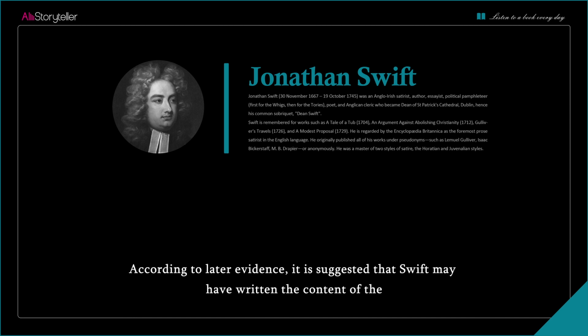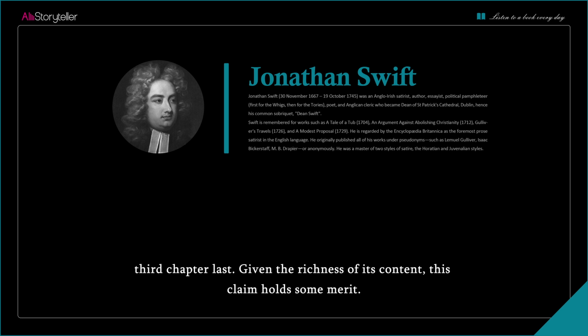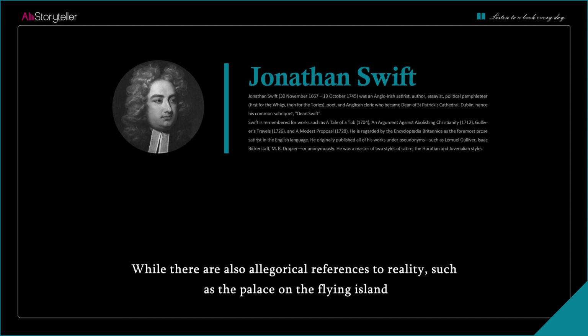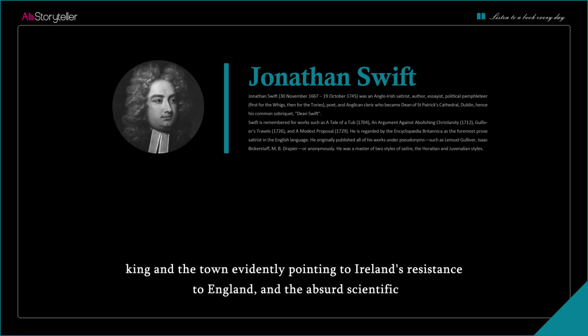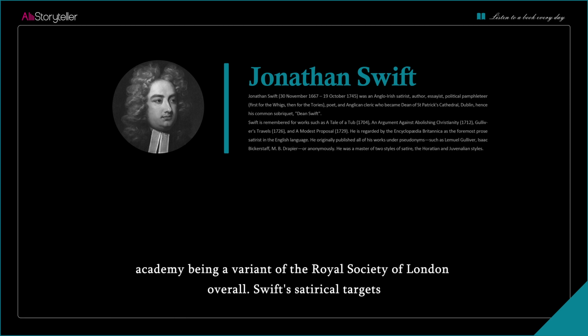According to later evidence, it is suggested that Swift may have written the content of the third chapter last. Given the richness of its content, this claim holds some merit. While there are also allegorical references to reality, such as the palace on the flying island mirroring the political situation during the reign of George I, the conflict between the king and the town evidently pointing to Ireland's resistance to England, and the absurd Scientific Academy being a variant of the Royal Society of London overall.